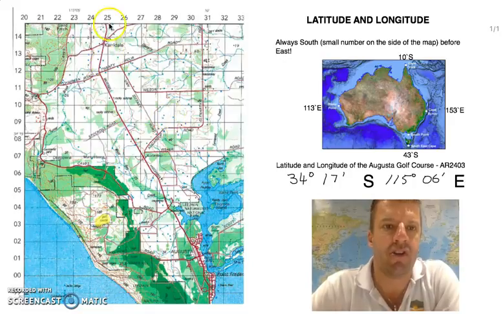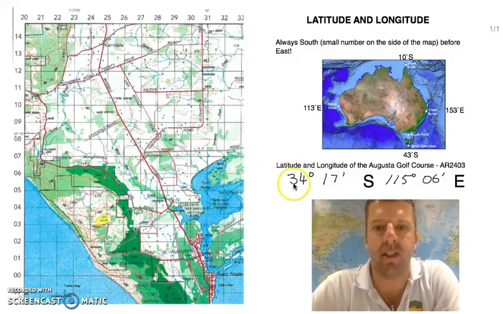If we go up to longitude, we go to the top of the map. We come out at easting 25. So we've got 115 degrees, we've got 0.5 here. It's about 1 more minute across. So it's 115 degrees and 6 minutes east. So our latitude and longitude reads for the golf course, 34 degrees, 17 minutes south, 115 degrees, 06 minutes east.